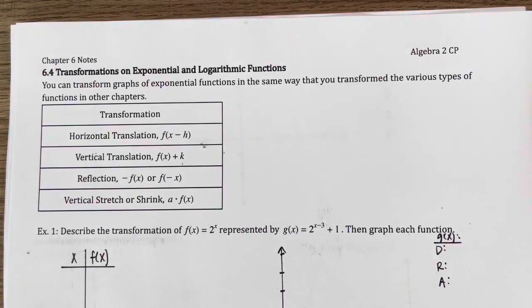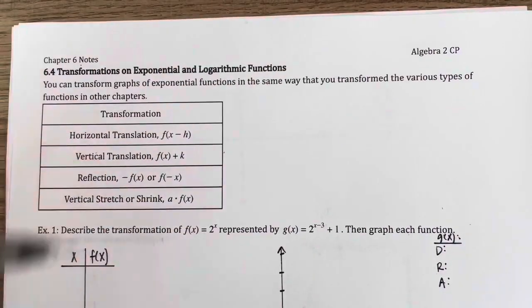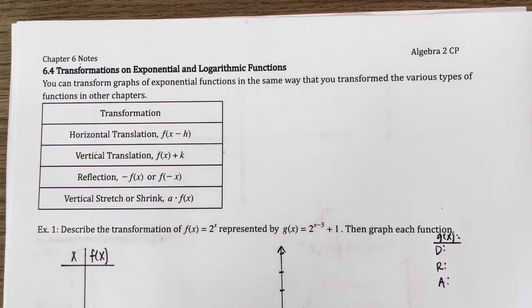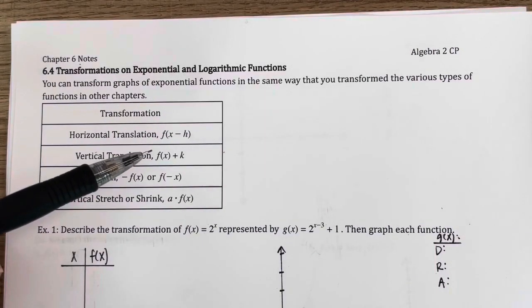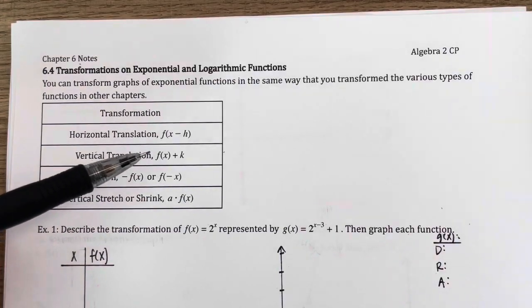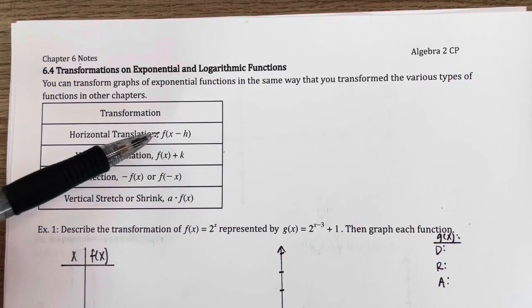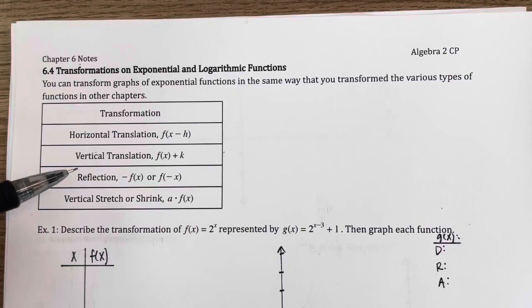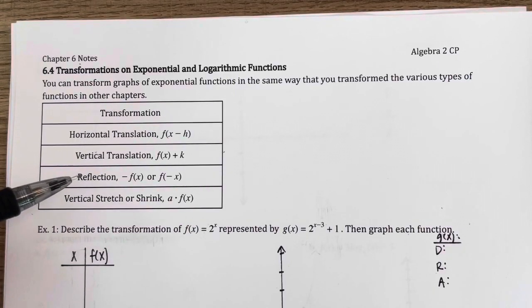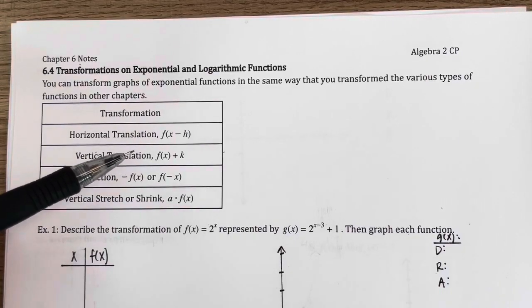Section 6.4 is transformations on exponential and logarithmic functions. Transformations on exponential and log functions work pretty much the same way as the other transformations that we've learned about this year. For horizontal translations, we're taking that h value away from our input, or away from x, so we have f of x minus h. For our vertical translation, we're adding that k value, that constant, after the function. So f of x plus k, kind of adding to the output of the function.